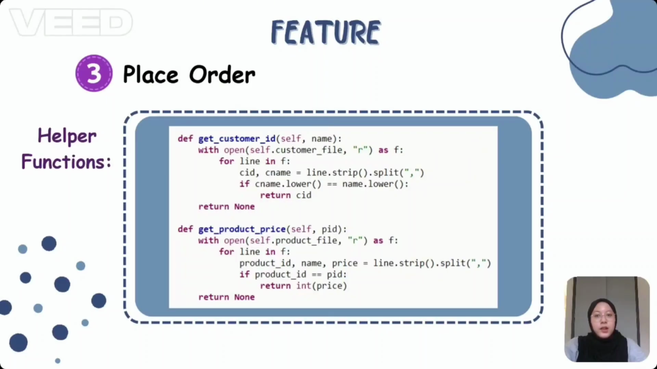For get_customer_id, this function searches the customer file for a matching name. Once found, it returns the associated customer ID. If the name isn't found, it returns None. And why does it matter? It helps the system confirm the identity of the customer placing the order, ensuring accuracy and traceability.